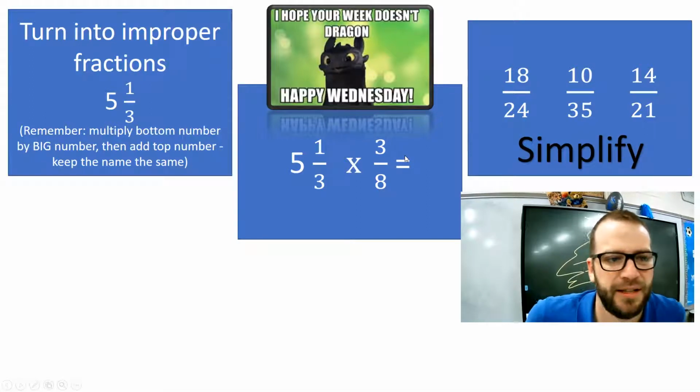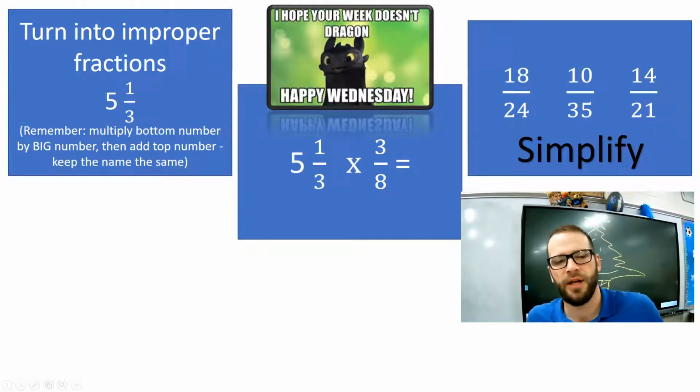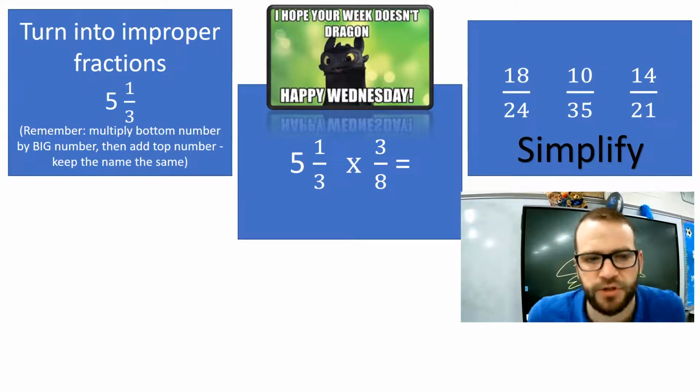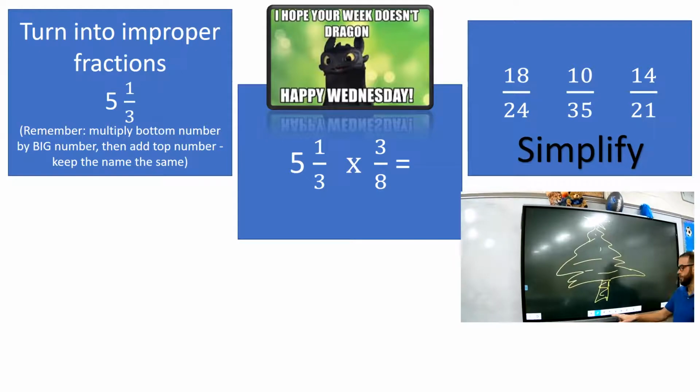Let's get into this. It says the first thing you need to do: turn into improper fractions. I don't know why there's an S. I only ended up putting one thing there. So let's do that dance here. We have 5 1/3, and we want to turn 5 1/3 into an improper fraction. Well, right now it's just a mixed number.